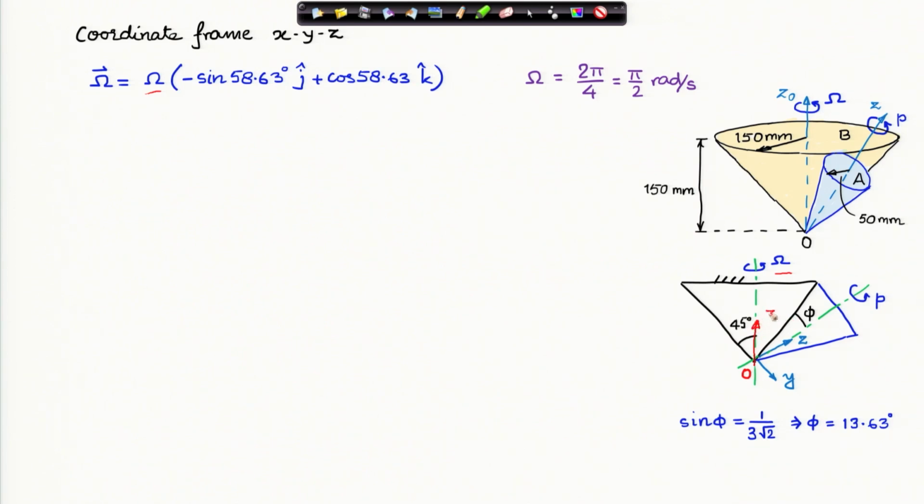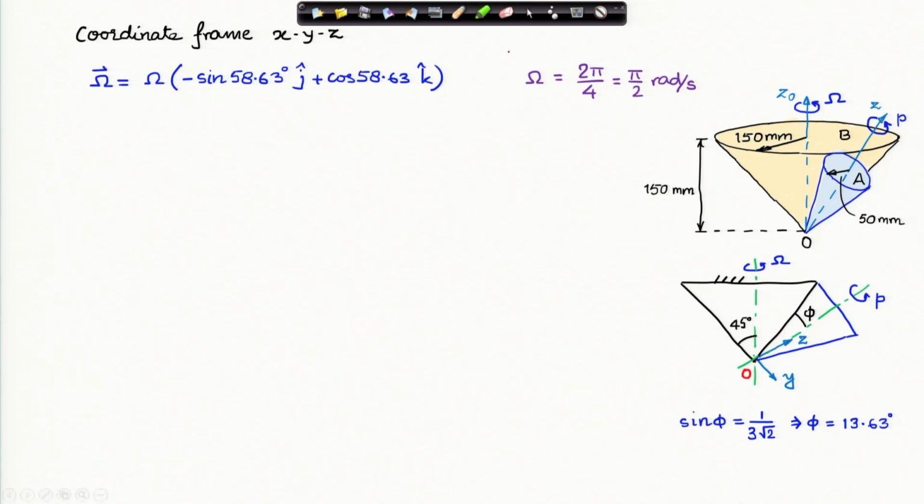This unit vector, let me call it z naught cap, and this unit vector is exactly that, z naught cap, and this you can find out from geometry. This angle phi is 13.63 and this is 45 degree, and therefore, that angle is 58.63 degree. Z naught makes an angle of 58.63 degree with the z axis. Now, it is easy to represent the unit vector in that direction then.